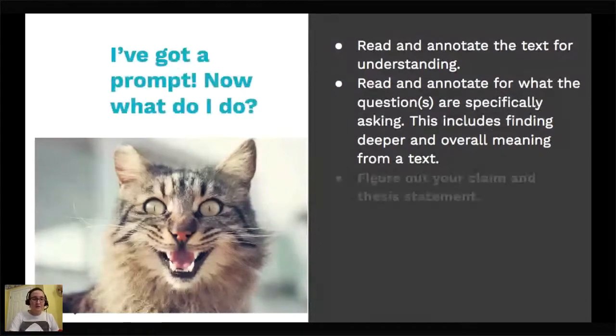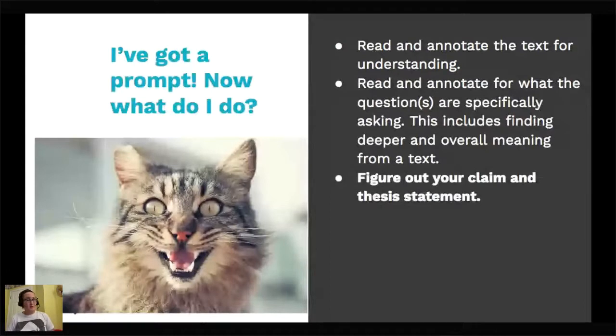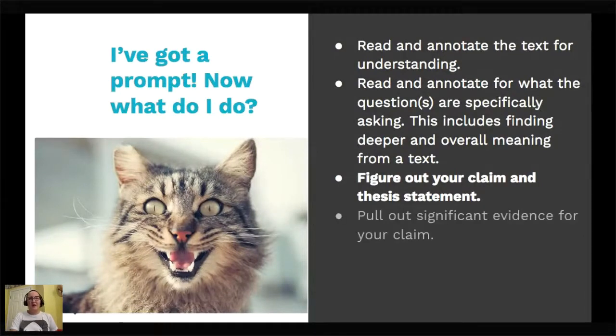Then you want to figure out your claim and thesis statement. That's my next slide in just a second. So that's figuring that out from the question. And this is when you get your wording down, but you can clean up the wording later on too. Then you want to pull out your significant evidence for your claim.